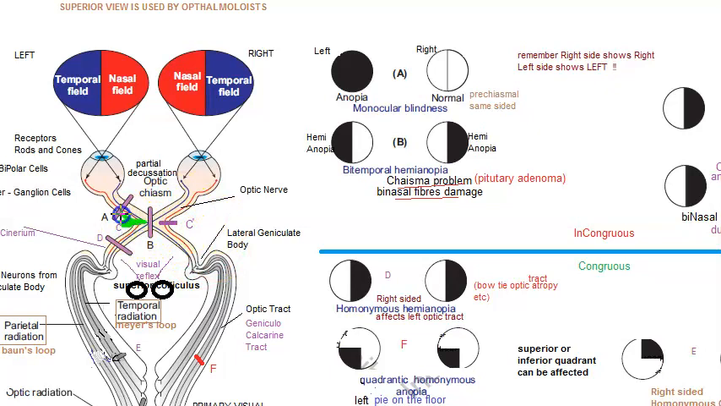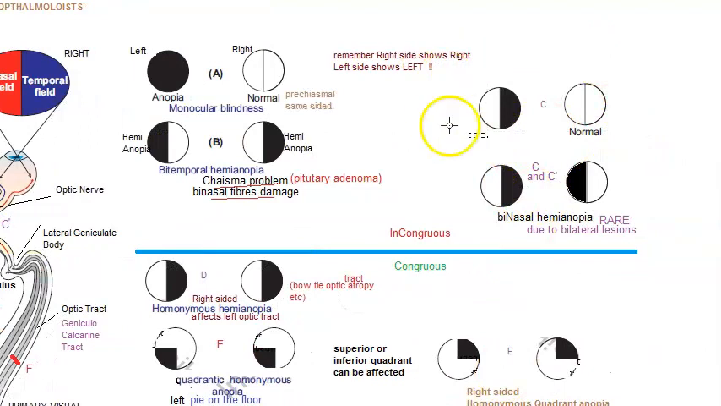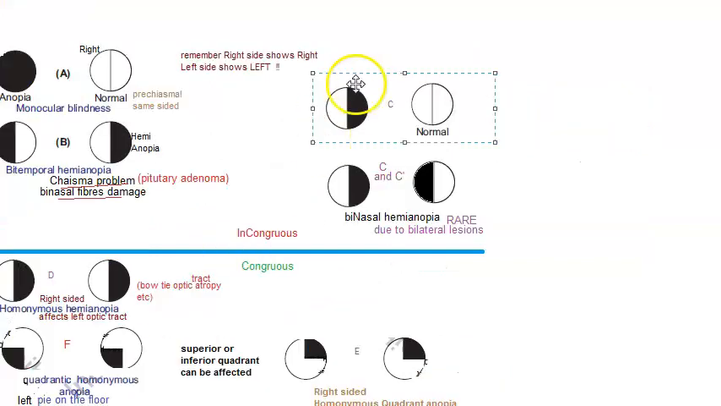So only there is a problem at C. So who is affected? This fellow. Nasal field is affected. Okay. So look at this. C. It's pretty clear only, right? C. Okay. Only one side is affected. So obviously you will write it as C. This is more like nasal hemianopia on one side, left eye here.